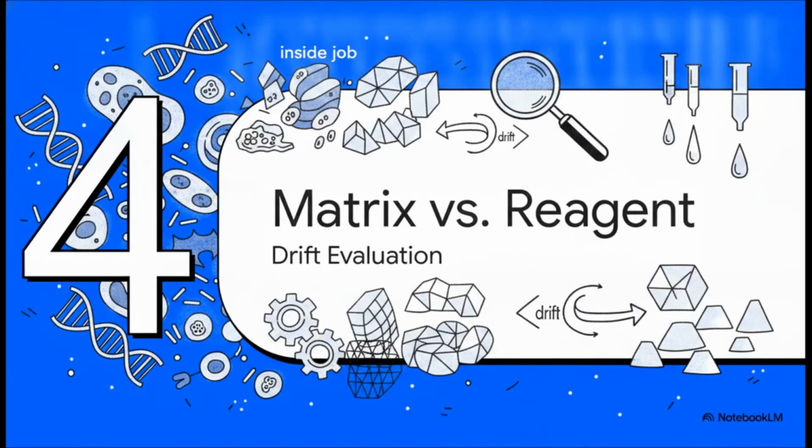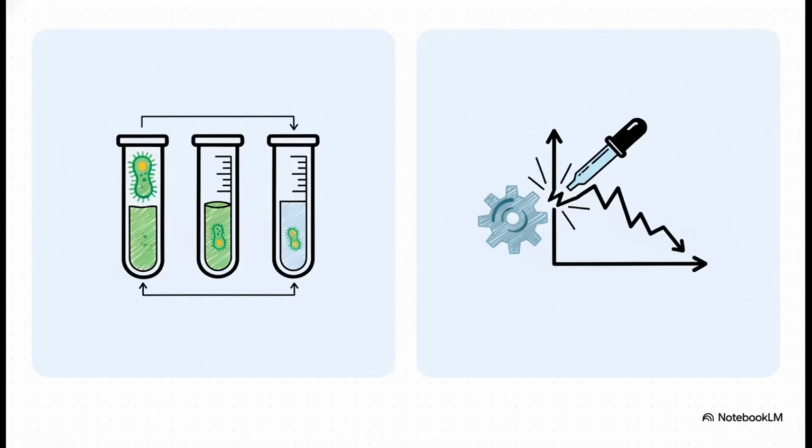Section 4. Matrix versus region drift evaluation. But hey, what if dilution doesn't fix it? Well, it turns out a really critical step here is distinguishing between true biological matrix effects and reagent performance drift. Biological effects are endogenous. We're talking about things like soluble receptors, lipids, or disease state components that are actively altering signal generation in a concentration-dependent way. Those usually weaken with dilution.